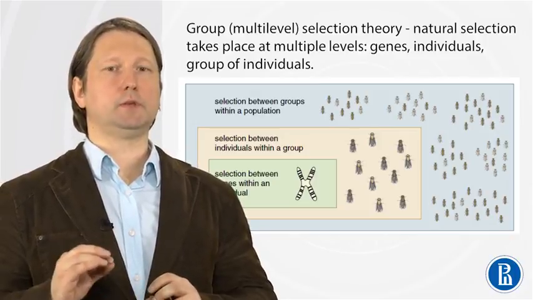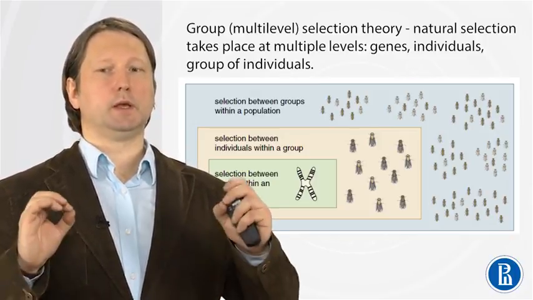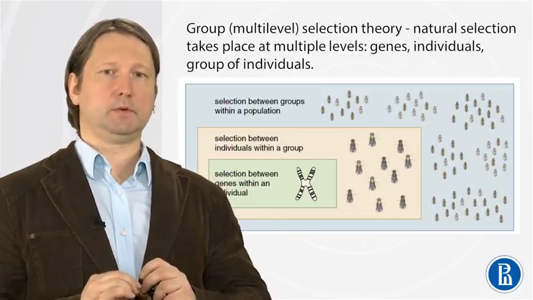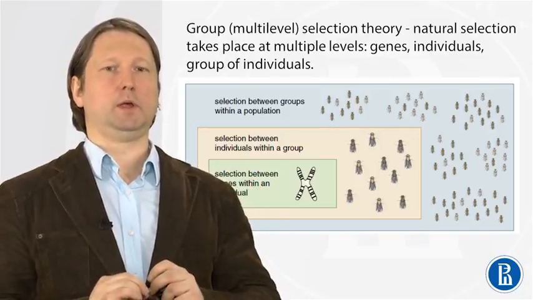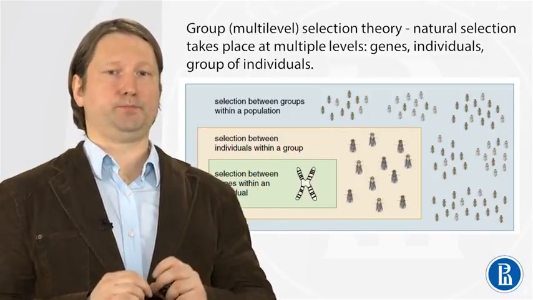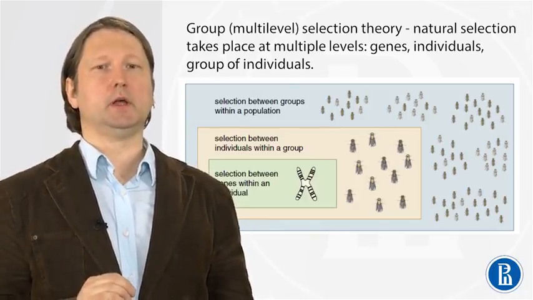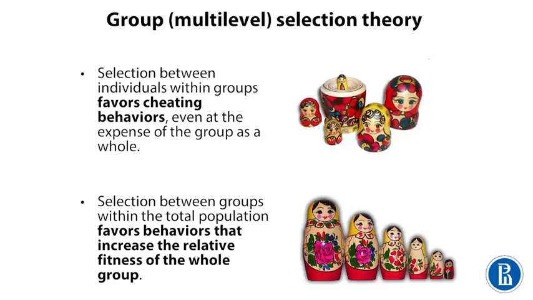First of all, natural selection promotes competition between single individuals, while group selection promotes cooperation within the group and competition between groups. So we can summarize this idea using the multi-level selection theory. Selection between individuals within groups favors cheating, non-cooperative behavior, while selection between groups within the total population promotes cooperation within the group to increase the relative fitness of the group as a whole.